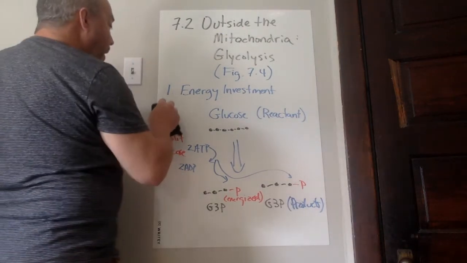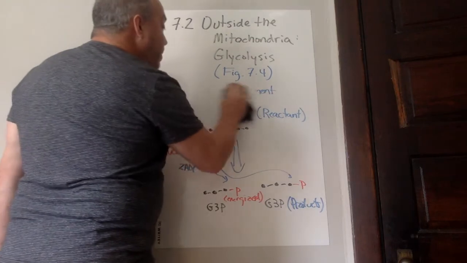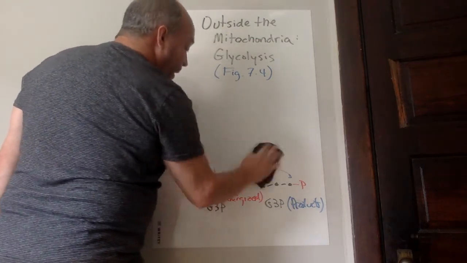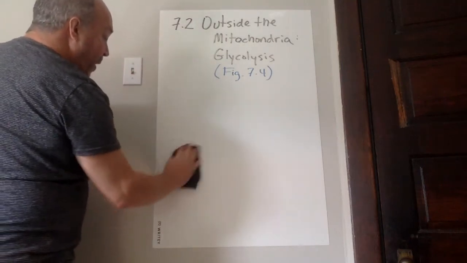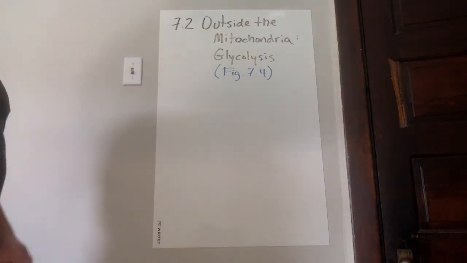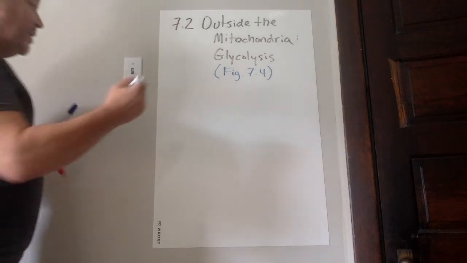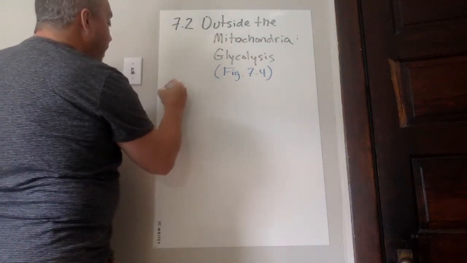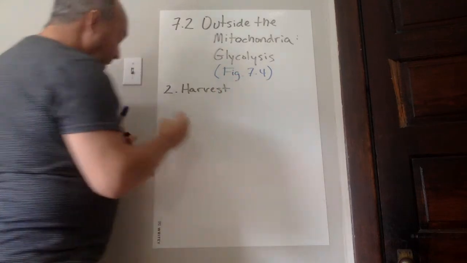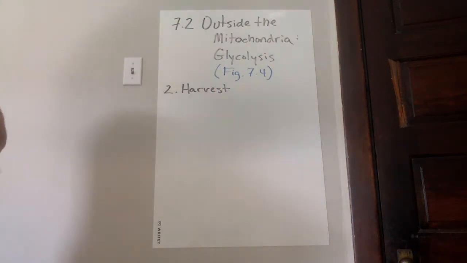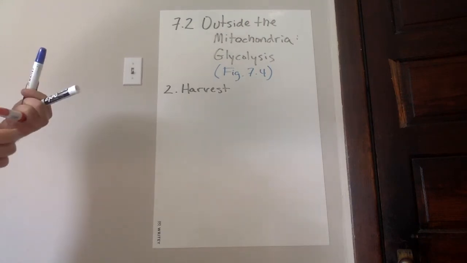So the second part, after you make your investment, you hope to make some money on that investment. What we hope to gain now is, we've put in 2 ATP molecules, so right now we're 2 ATPs in the hole. We now hope to get some of that energy back. And when you harvest something, it's like harvesting at the end of a season. You planted some crops, you've made an investment, now you hope to get some food back from what you had.